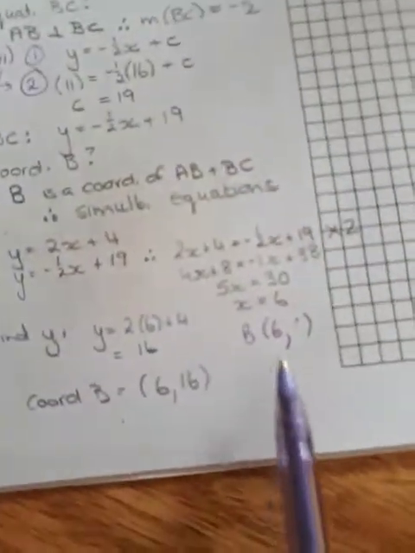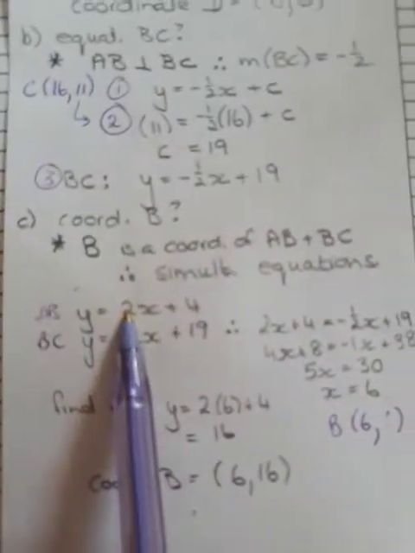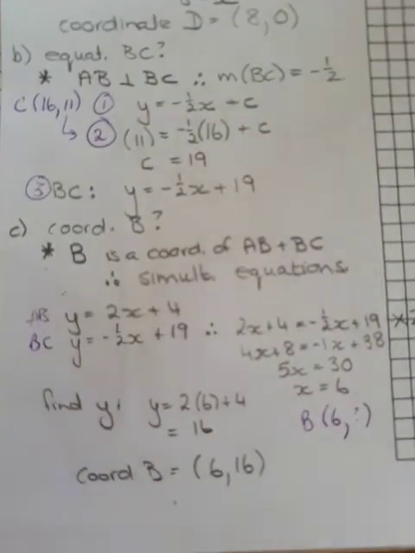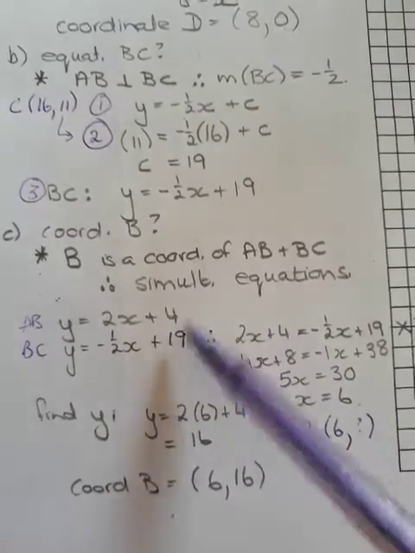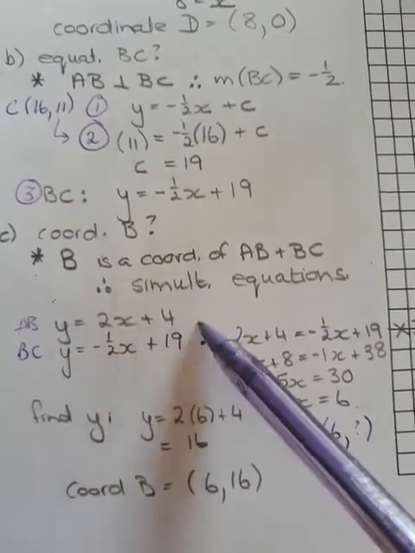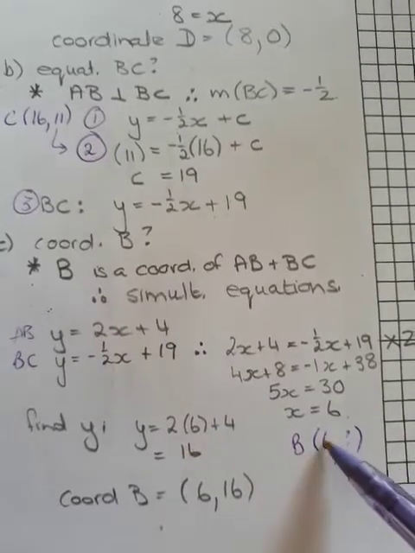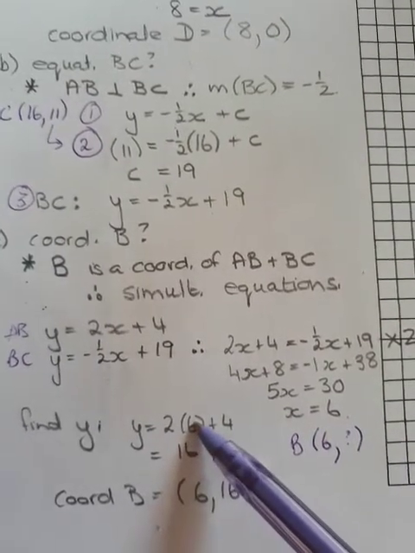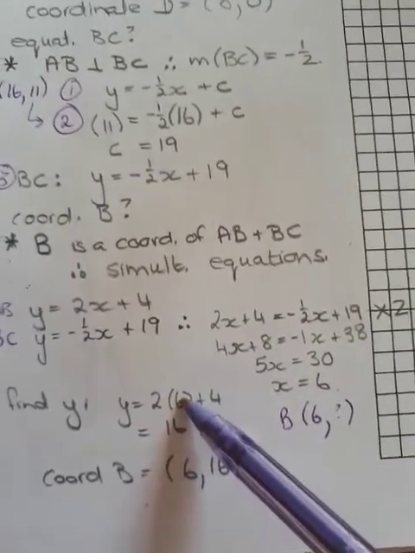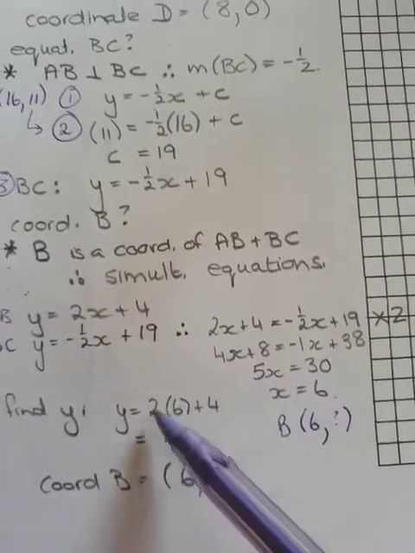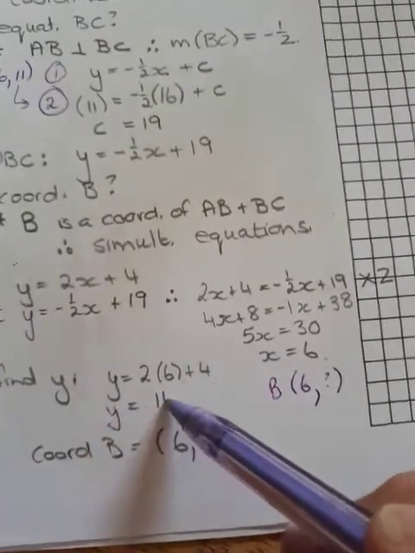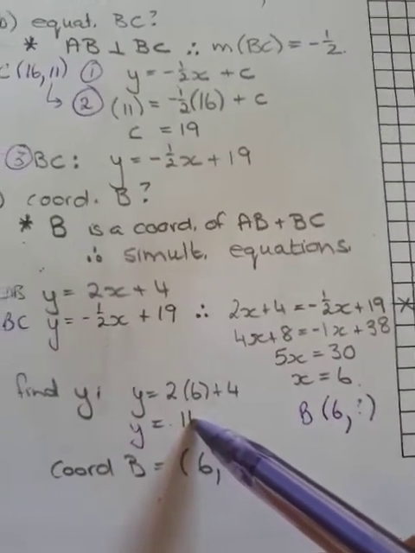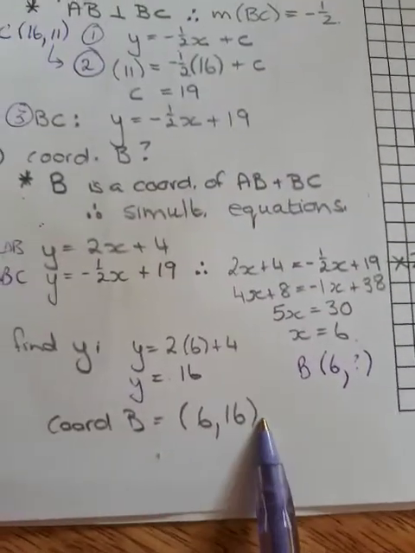But this is now easy, people, because you go back to this equation. You have got a value for x now, isn't it? So you can use either one of these equations. I used the 2x plus 4, and I substituted my answer for x, which is 6. And then if I calculate the right-hand side, I get y equals 16. Therefore, the coordinate of B is (6, 16).